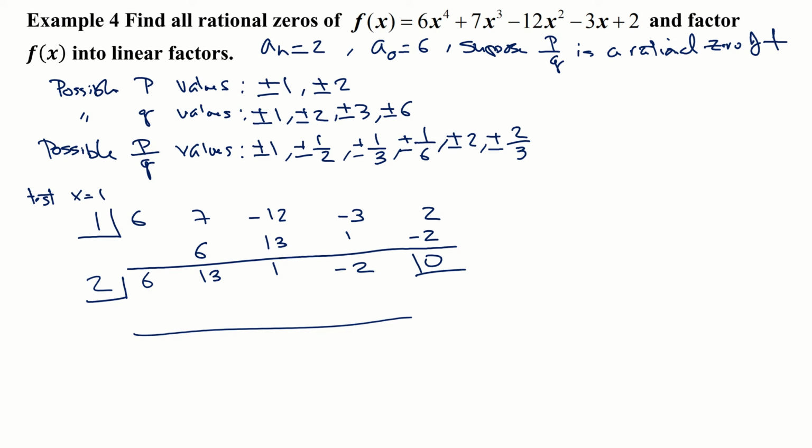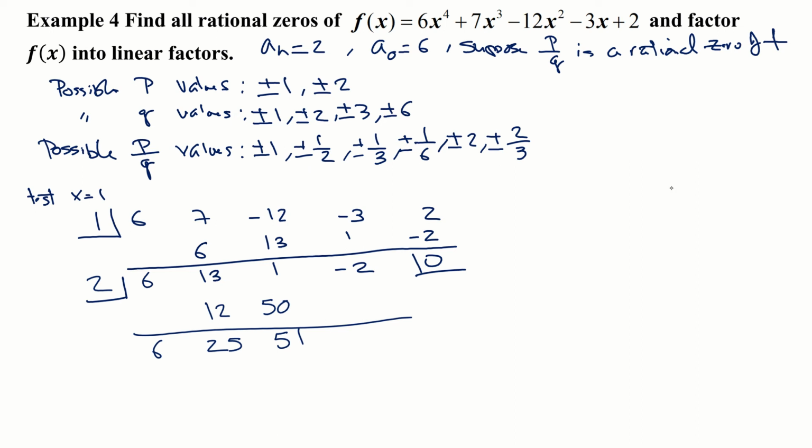Remember, we're going to try the nice numbers first. Now 2 times 6 is 12. 12 and 13 is 25. 25 times 2 is 50. 50 and 1 is 51. Already I can tell you it's not looking promising, right?